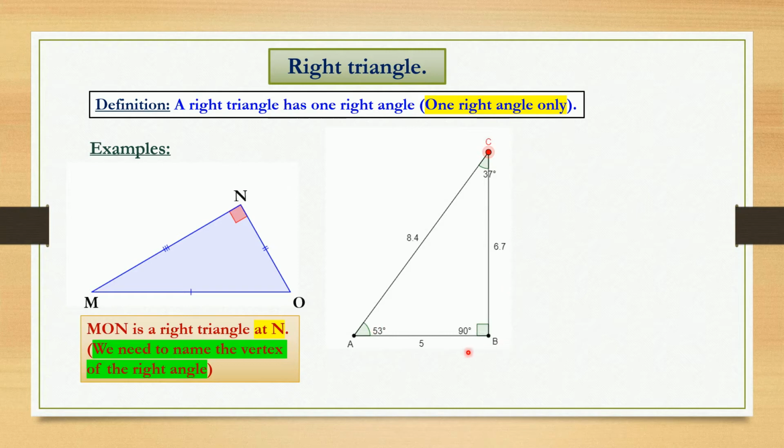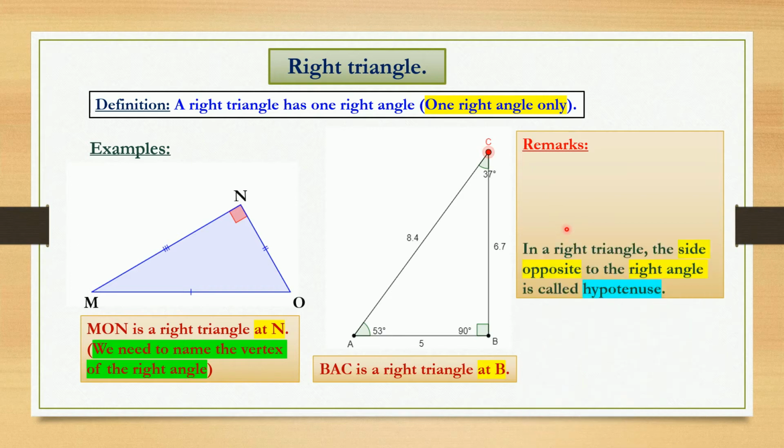Here in this figure we have a triangle ABC. Angle ABC of vertex B is a right angle equals to 90 degrees. So this is a right triangle. BAC is a right triangle at B, of vertex B. We should name the vertex of the right angle.